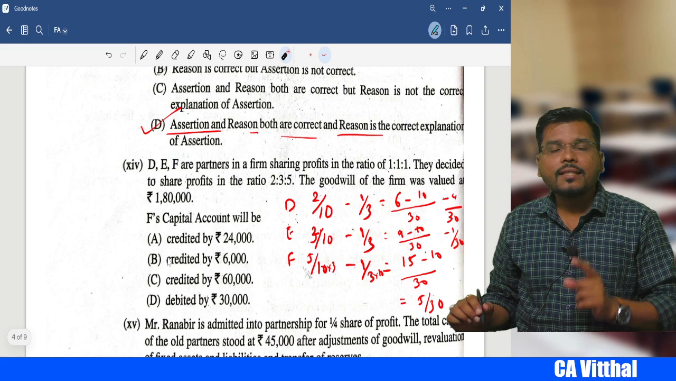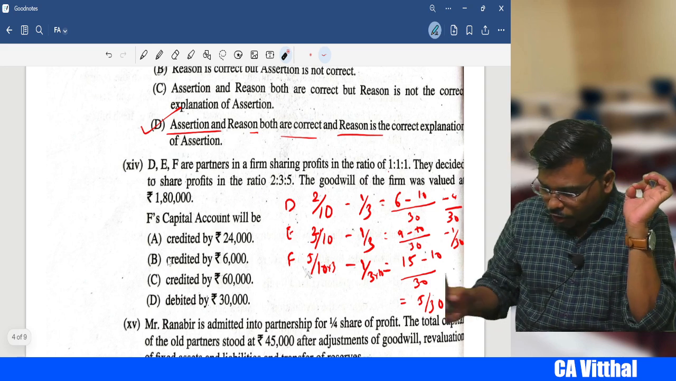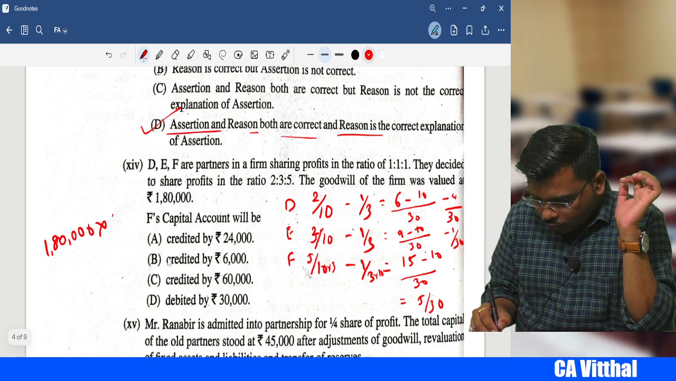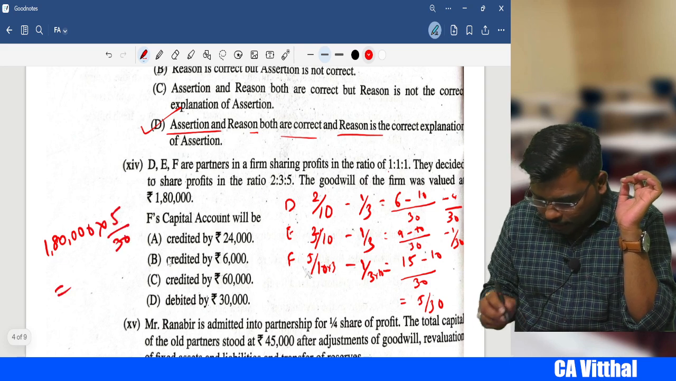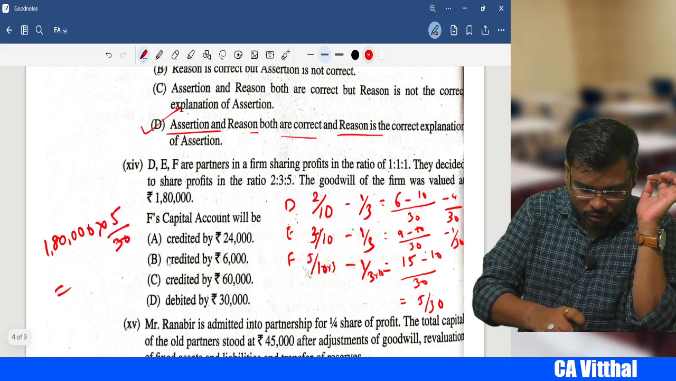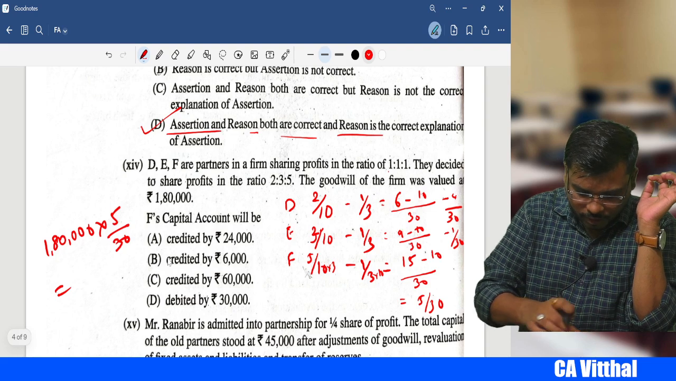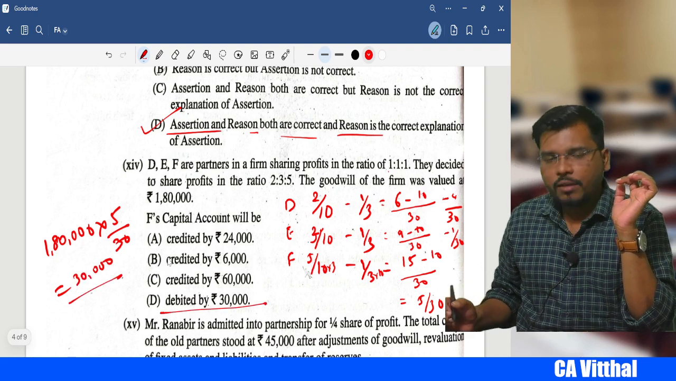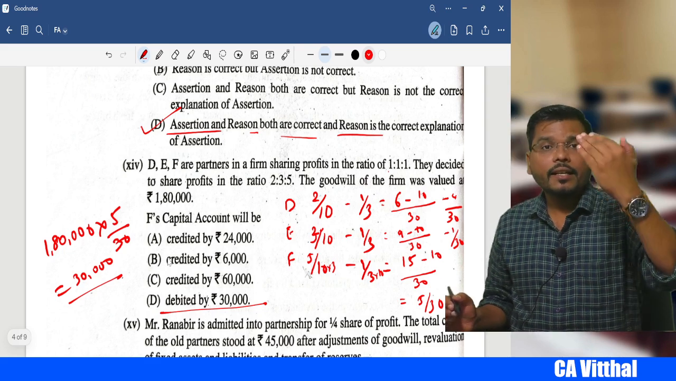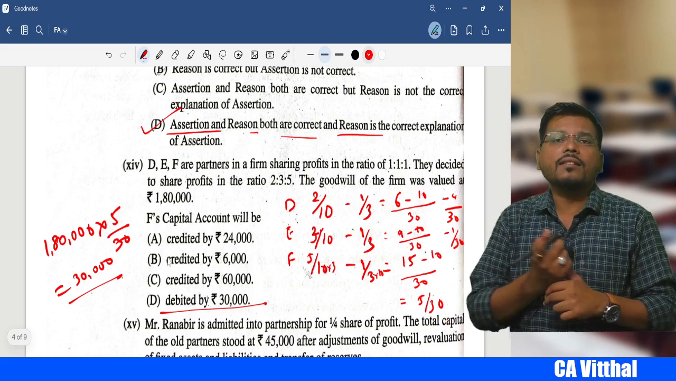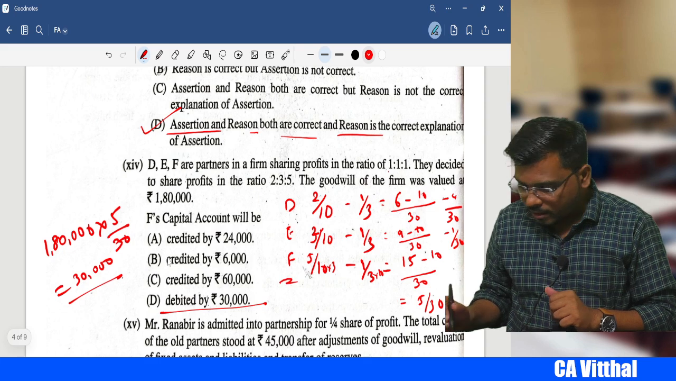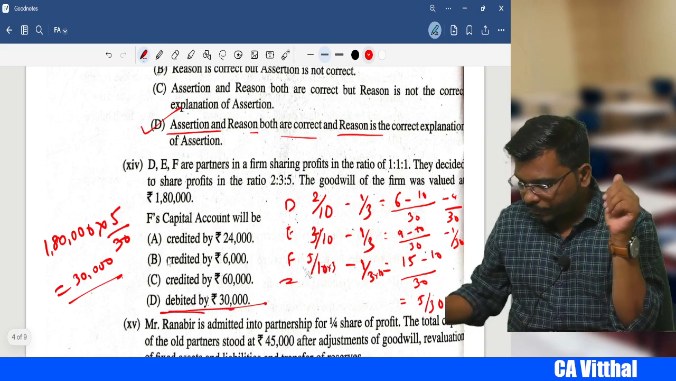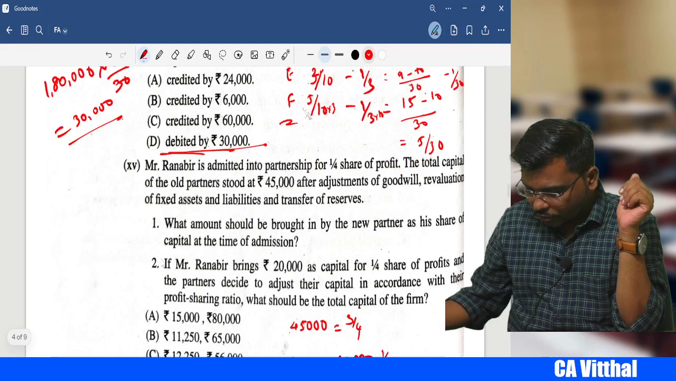So how much is the gaining ratio? 5/30. So you take the amount, that is 1,80,000 into 5 divided by 30, which is equal to 30,000. Is it debited or credited, my dear student? It is debited, because what is the journal entry? Gainer to sacrificer: the gaining partner's capital account is debited. And who is the gaining partner? Say F. So F's account will be debited by rupees 30,000. Okay, fine. Let's come to the next one.